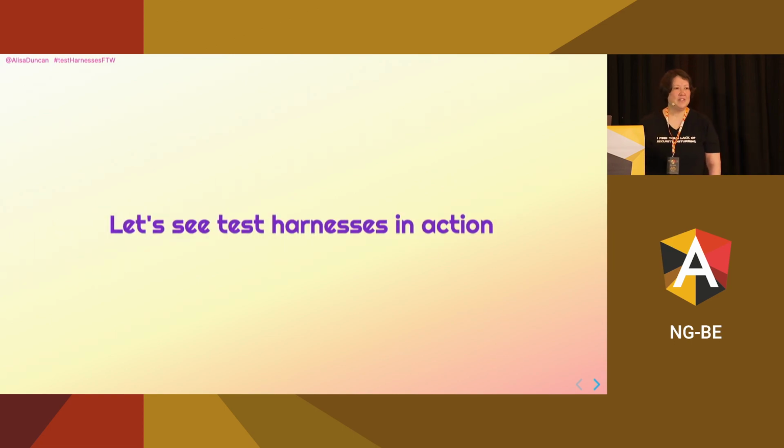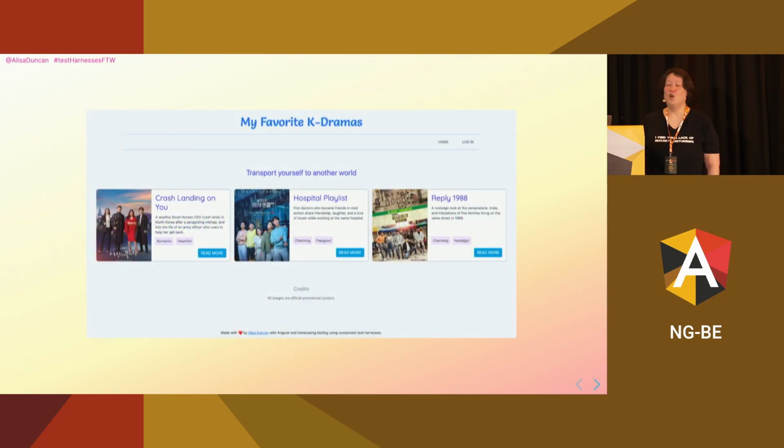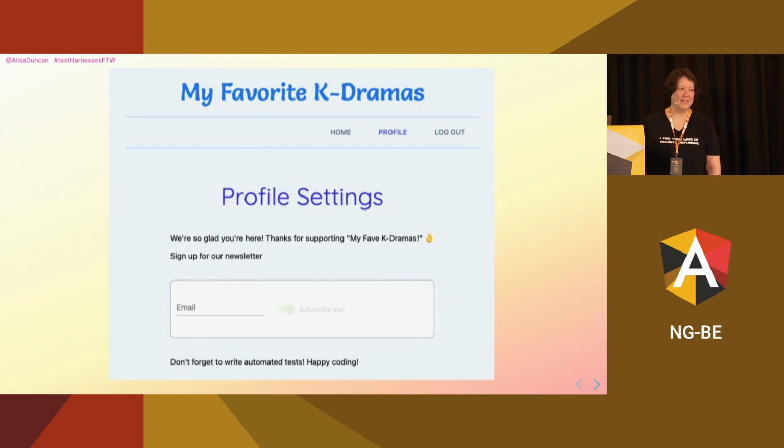So let's see what these test harnesses look like in action within the scope of a test. If we go back to our K-drama fan site, we can log in and take us to the profile settings. Now, this profiles page has a newsletter sign up that's using Angular Material controls. We have an input for the email, and we have this fancy on-off switch to subscribe.